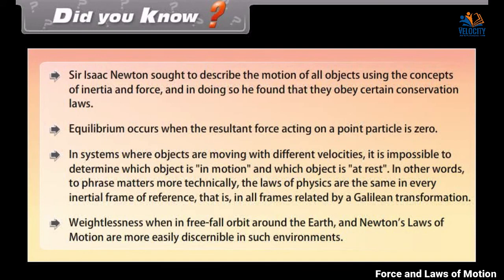Weightlessness occurs when in free-fall orbit around the Earth, and Newton's laws of motion are more easily discernible in such environments.